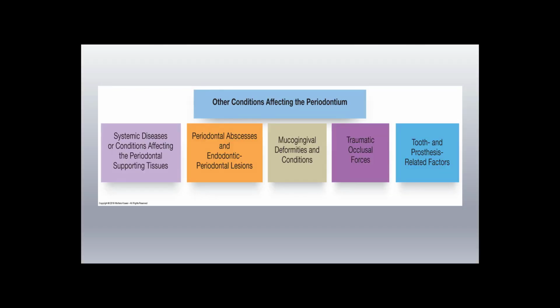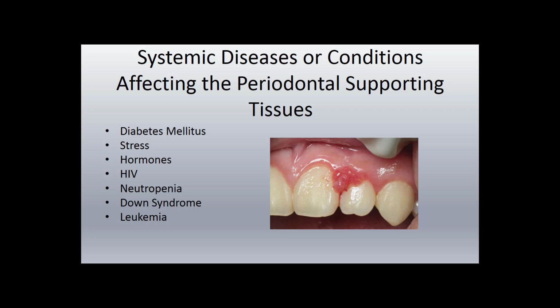Other conditions affecting the periodontium. We're going to take a look at these 5 other conditions individually. First, there's systemic diseases or conditions that affect the periodontal supporting tissues. Some examples of this would be diabetes mellitus, especially if it is uncontrolled, stress, hormones due to pregnancy, puberty, or even menopause, HIV, neutropenia, Down syndrome, and leukemia. The image you see here is a pyogenic granuloma on a pregnant patient.